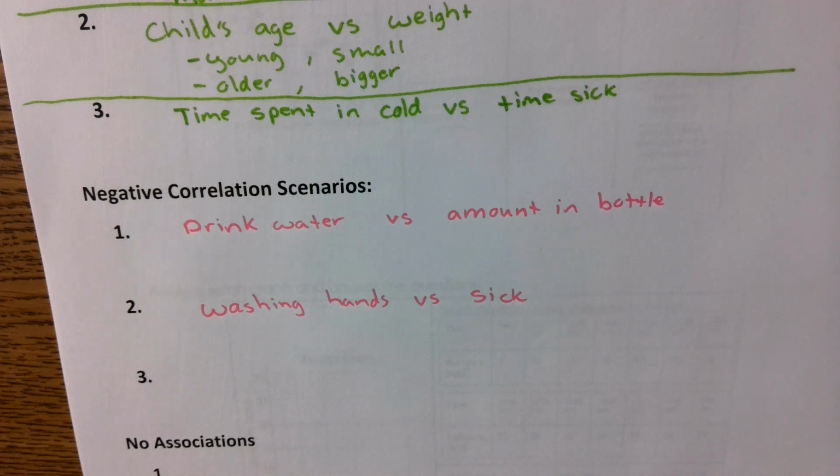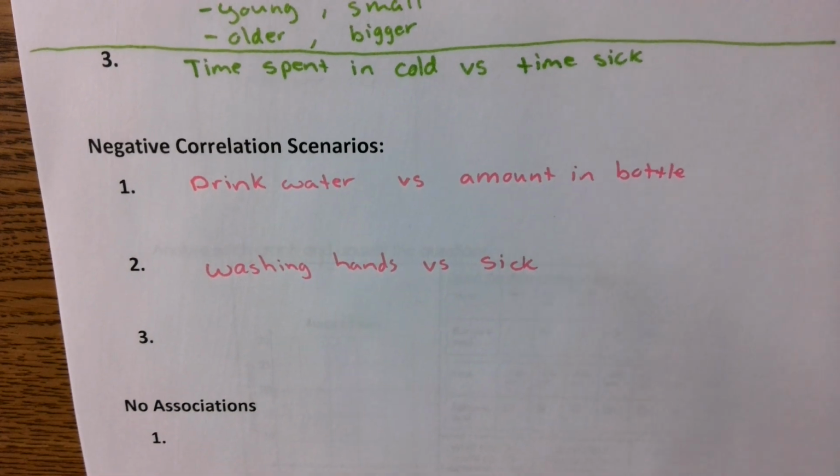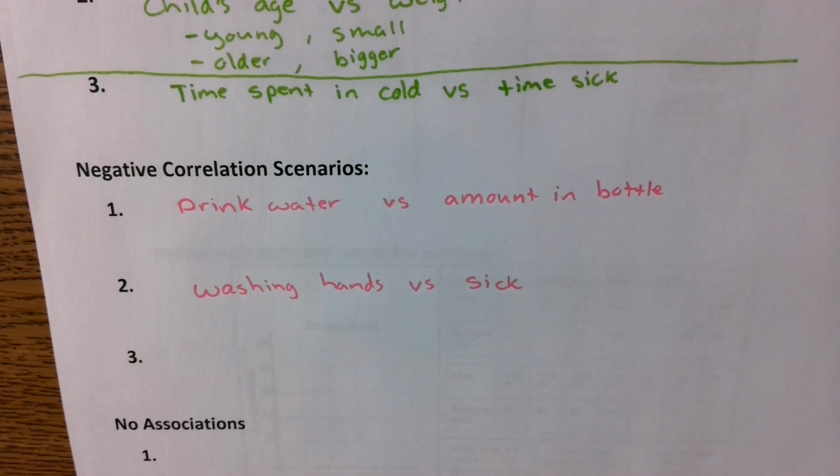Again, negative correlation is not a bad thing. It doesn't mean something bad is going to happen. It just means that they have opposite effects, that one increases cause another's to decrease. So I want you to go ahead and think of another negative correlation, aside from the ones that I just mentioned.